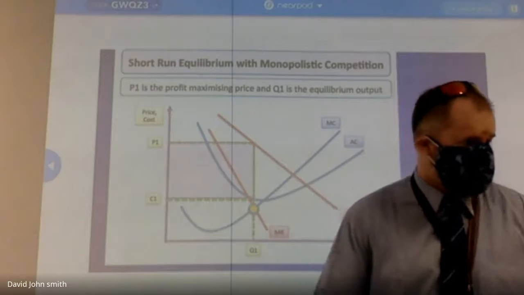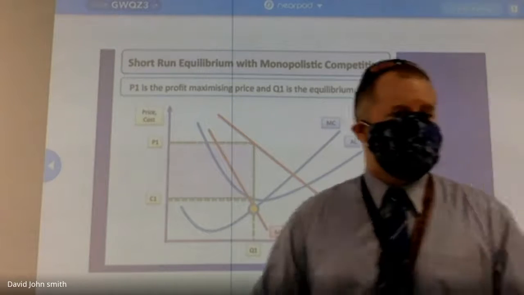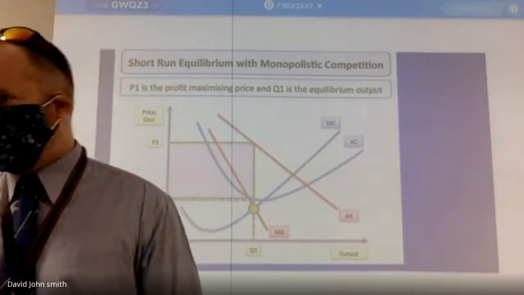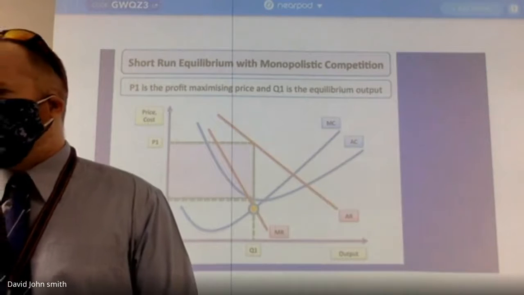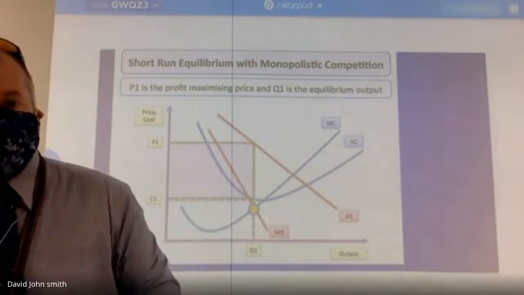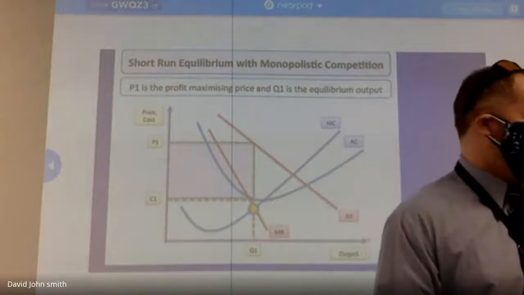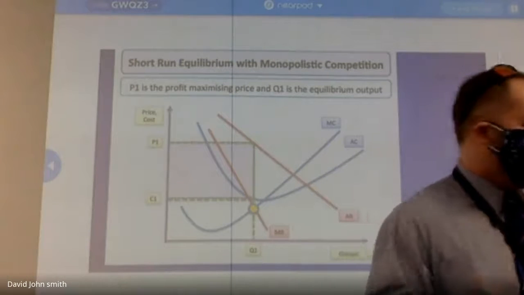So even though the trap for young players is it's got the word monopoly kind of written in it, you have to link it to the idea of competition. You have to make that leap. So this is a firm that's not going to be able to necessarily keep its profits in the long run.